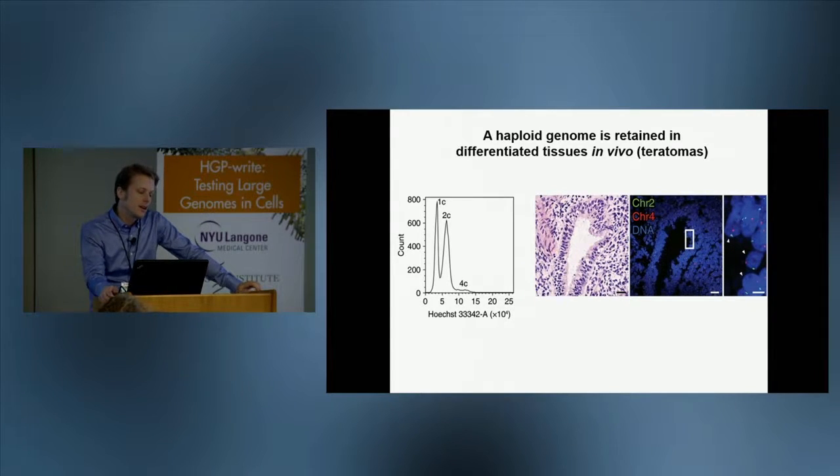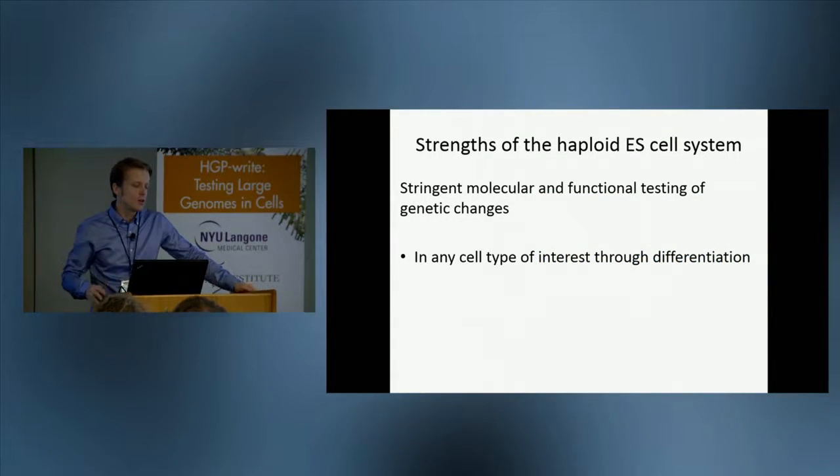What you can see here is a so-called teratoma, which is the in vivo differentiation of these stem cells. And you can see that a surprisingly high number in these highly differentiated structures is actually haploid, by FISH and FACS analysis. So human cells as haploids have the capability to give rise to various differentiated cell types. What are the strengths of this system? As I mentioned, it allows us stringent molecular and functional testing of any genetic change. It can be differentiated into any cell type of interest.